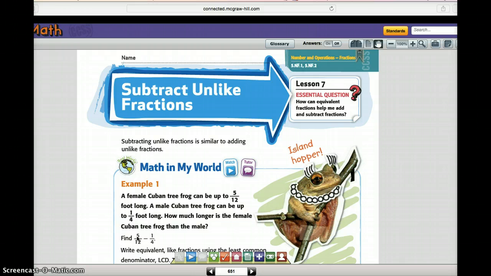Example one says a female Cuban tree frog can be up to 5/12 foot long. A male Cuban tree frog can be up to 1/4 foot long. How much longer is the female Cuban tree frog from the male? So our two fractions that we are going to be using today are 5/12 and 1/4.